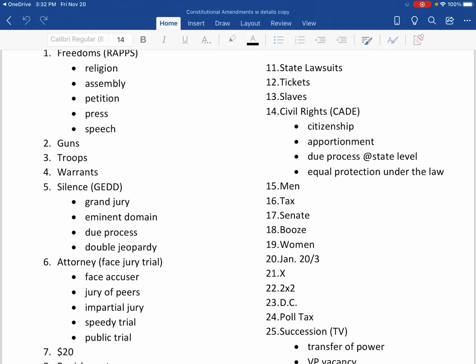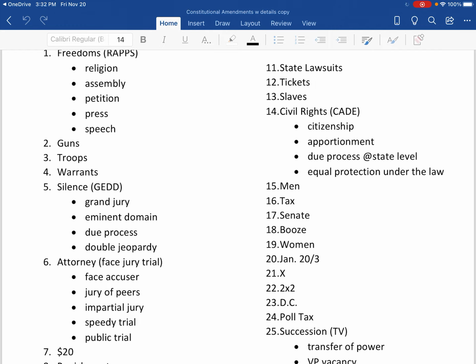24 is poll tax. This eliminated a tax to vote. Now, what is really sad is this didn't happen until 1962. Essentially, we had all this progress that was made with getting women to vote, getting black men the right to vote, or all men the right to vote.